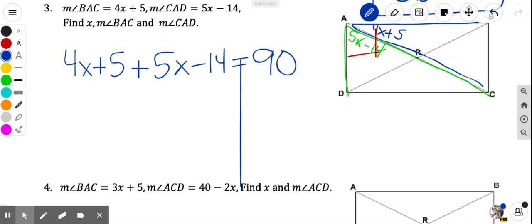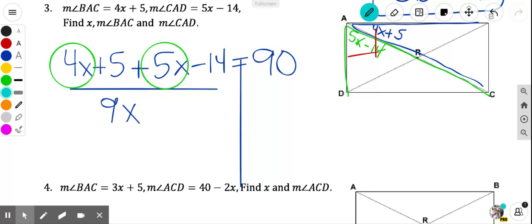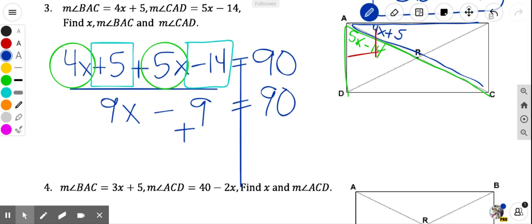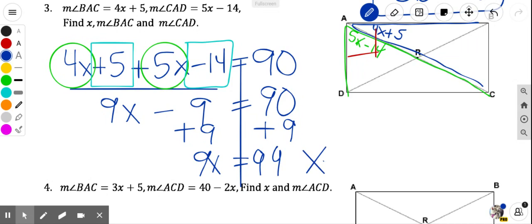Now, when you're solving this one, you have to be careful because all of this is on the same side of the equation. So therefore, to solve, you want to just combine like terms. So let's see, we can combine the 4x and the 5x. That's going to give us 9x. And then we can do the positive 5 and the negative 14. That would be negative 9. Okay, so then we can add 9 to both sides. And then we have 9x equals 99. Lastly, you're going to divide by 9 to get that x is 11.